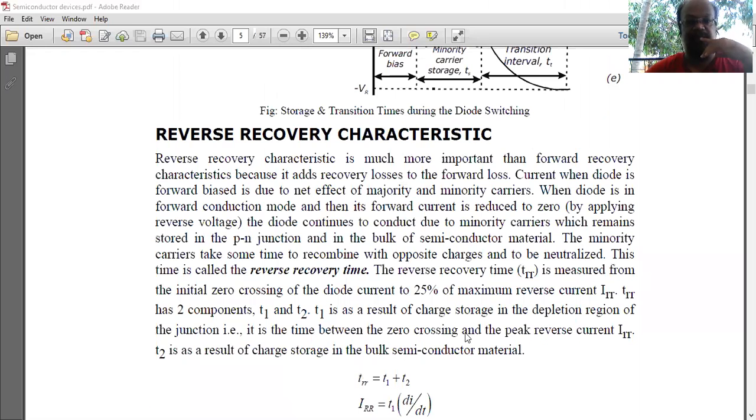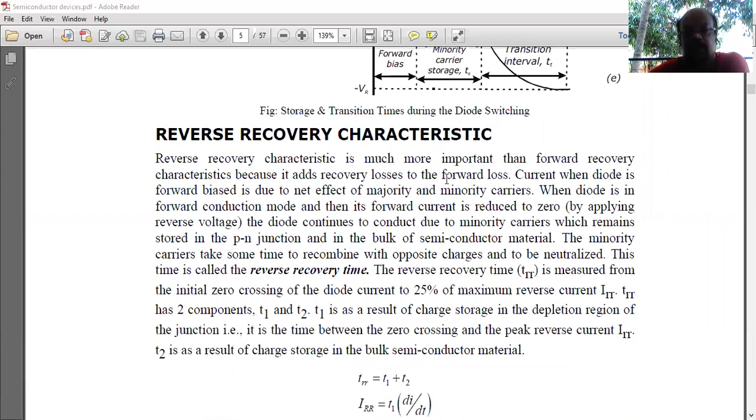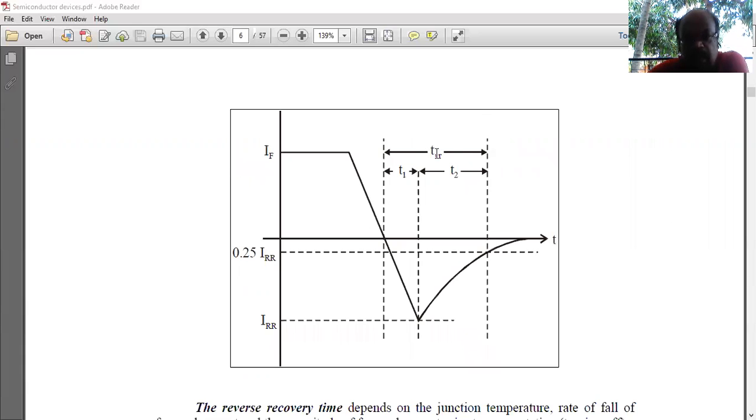After that, the reverse recovery characteristics. Reverse recovery characteristics are very important. You may be asked about that. Reverse recovery characteristic is much more important than the forward recovery characteristic because it adds recovery losses. So if the reverse recovery time, this is TRR, is more, automatically that will contribute to the losses, also switching losses.